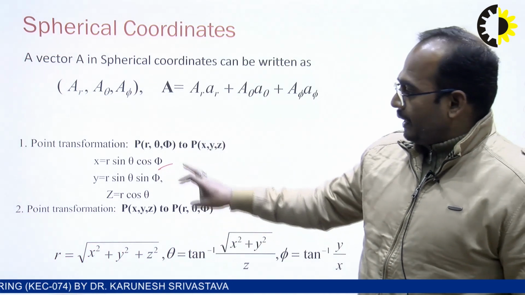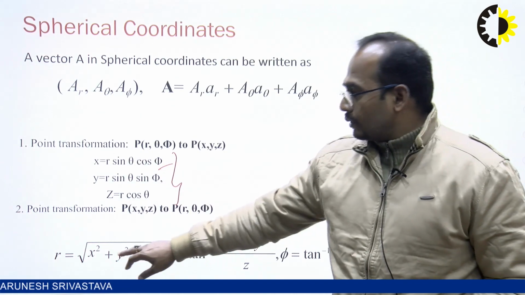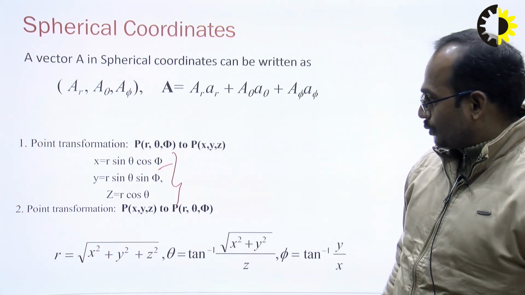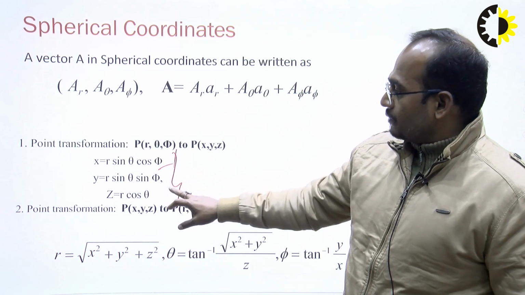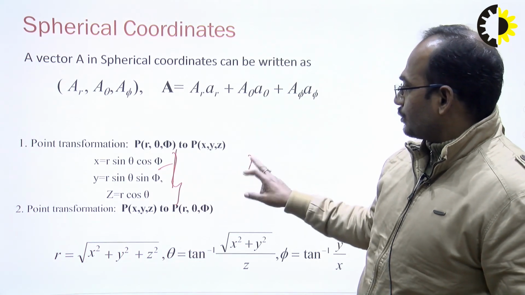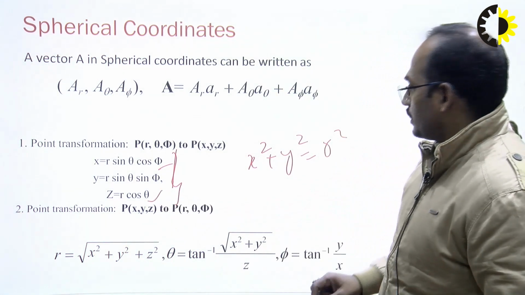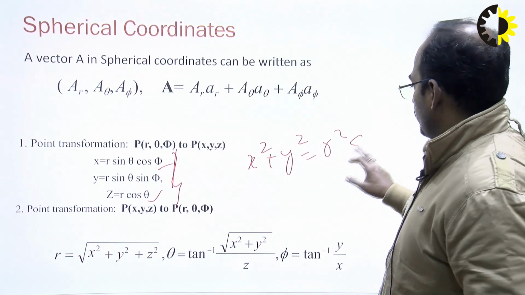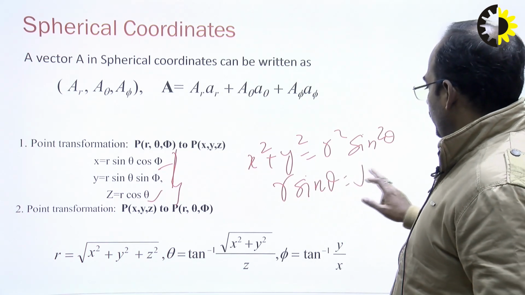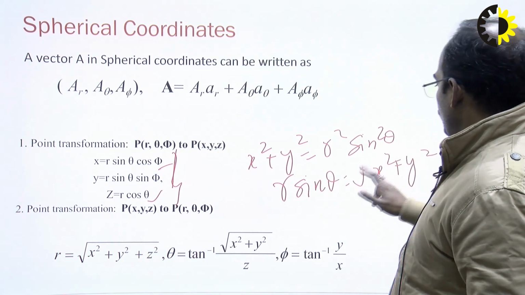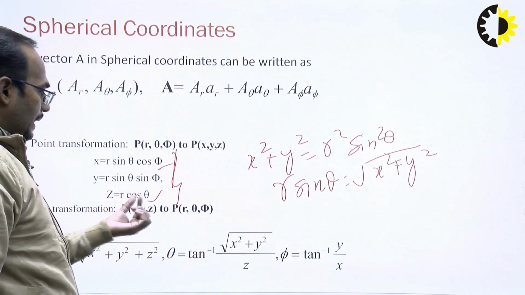What will be the value of r? By squaring these equations, you can get r is equal to under root x square plus y square plus z square. And what will be the value of theta? You can get it from here: this will give x square plus y square is equal to r square sin square theta. So you will get r sin theta is equal to under root x square plus y square, and r cos theta is equal to z.